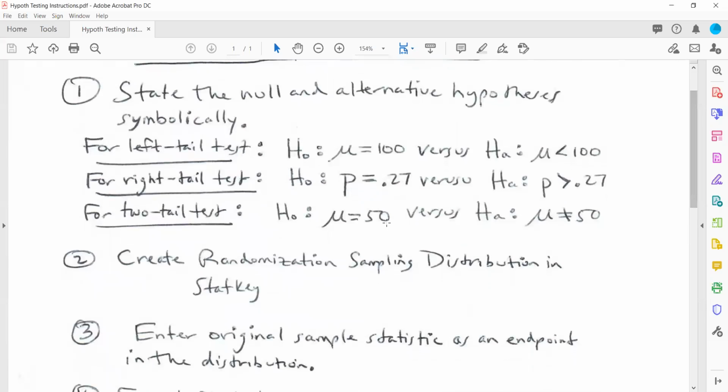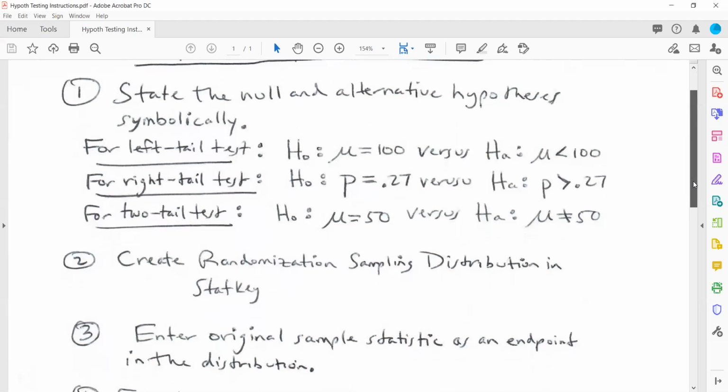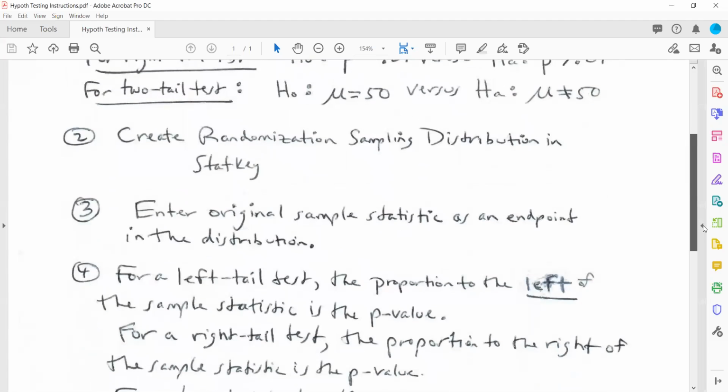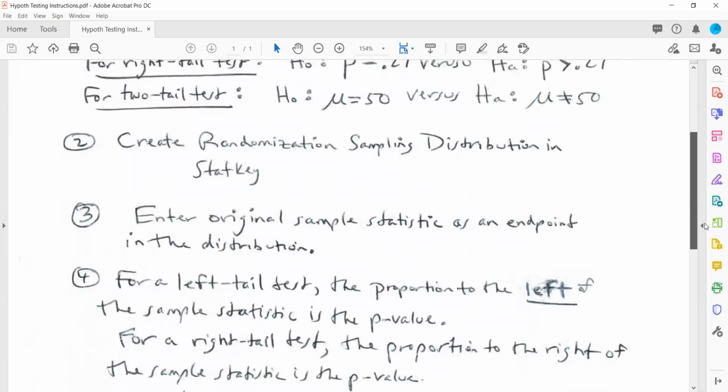And number two, you create a randomization sampling distribution in StatKey, which I'll show you how to do. Number three, once you have the randomization sampling distribution, you're going to take the original sample statistic, whether it's a sample mean or sample proportion, and you're going to go into that distribution in StatKey and replace one of the numbers, which is an endpoint for the distribution, and I'll show you where it is. You're going to replace it with the sample statistic. You're going to type it in.